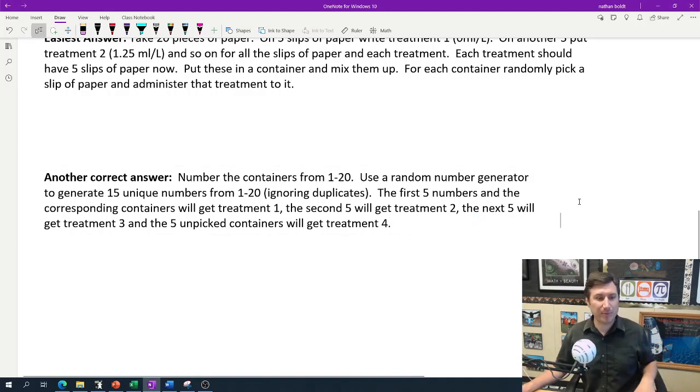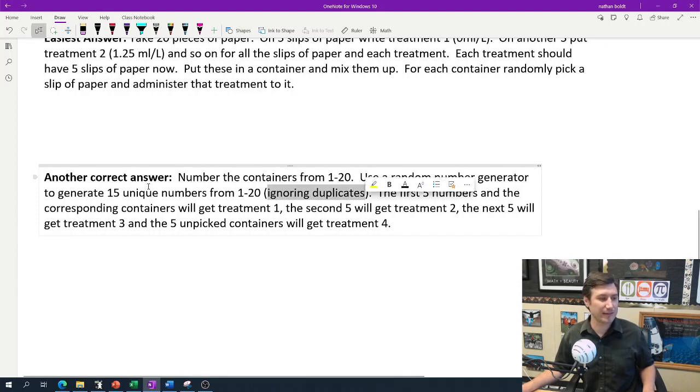I think the slips of paper is a bit more intuitive from the start. With the random number generator, you definitely have to say something about ignoring duplicates, getting unique numbers, and you can't do from 1 to 4. You had to do either 15 or you could supposedly do 20. That would take a long time, but you don't actually have to do this. You just have to describe it.